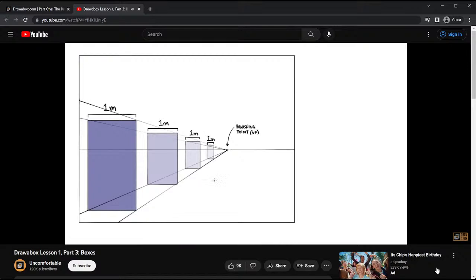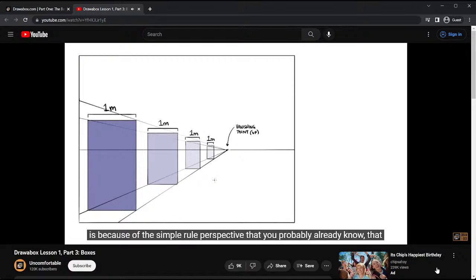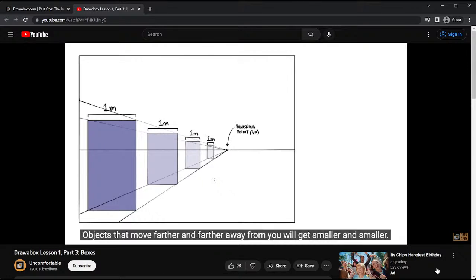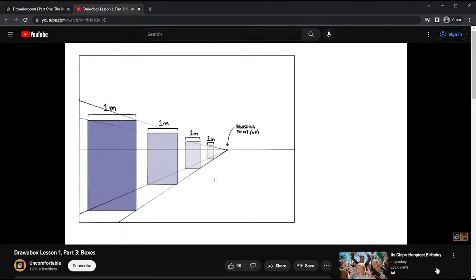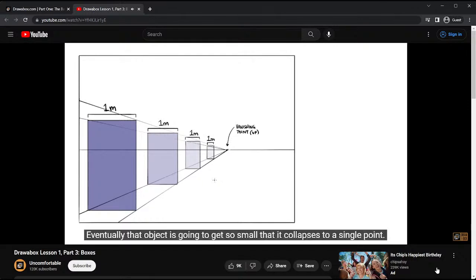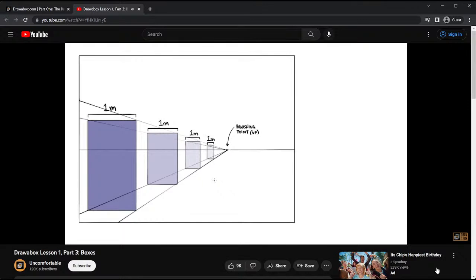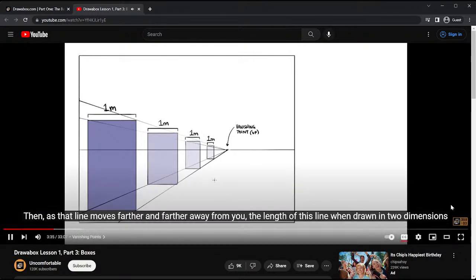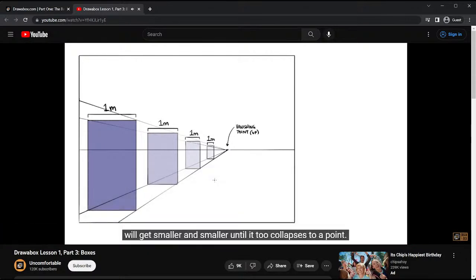And the reason this happens is because of the simple rule of perspective that you probably already know, that objects that move farther and farther away from you will get smaller and smaller. Eventually, that object is going to get so small that it collapses to a single point. Now, if you take that principle and you apply it to, say, the distance between 2 lines or the length of a line, then as that line moves farther and farther away from you, the length of this line when drawn in 2 dimensions will get smaller and smaller until it too collapses to a point.